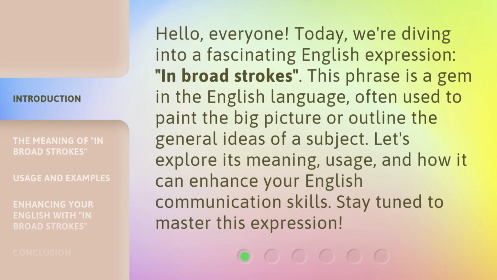Hello, everyone. Today, we're diving into a fascinating English expression, in broad strokes. This phrase is a gem in the English language, often used to paint the big picture or outline the general ideas of a subject. Let's explore its meaning, usage, and how it can enhance your English communication skills. Stay tuned to master this expression.